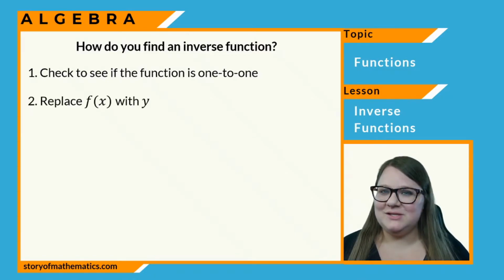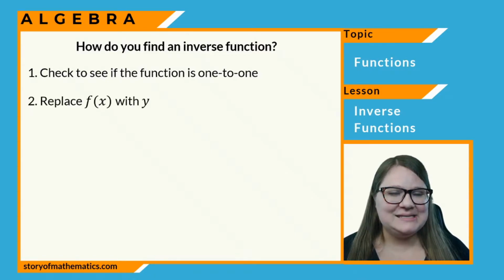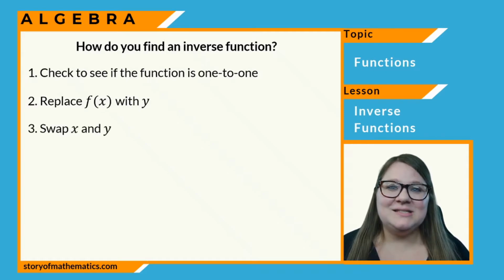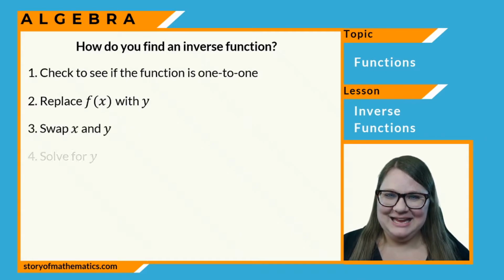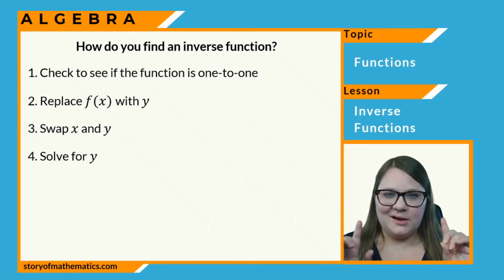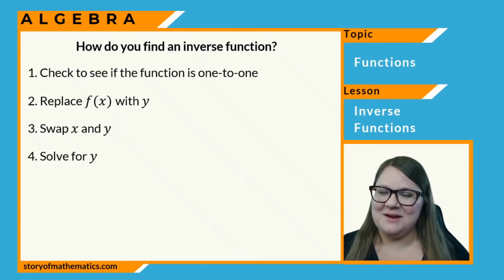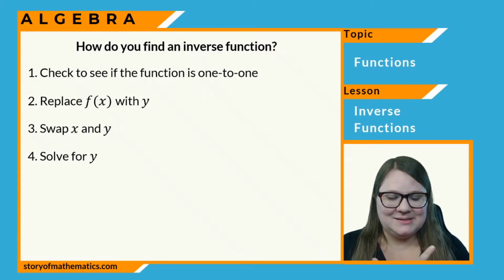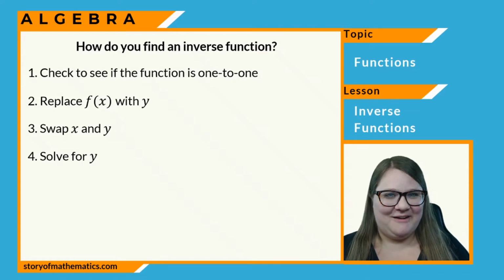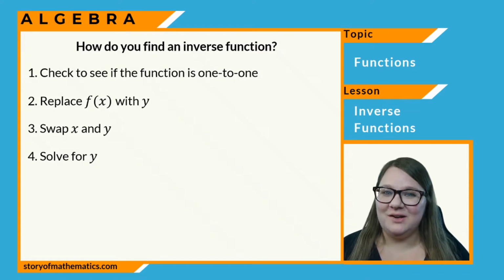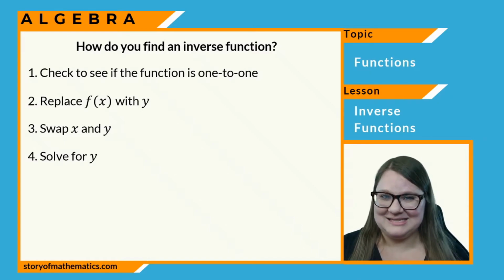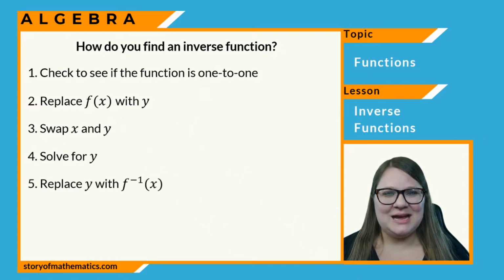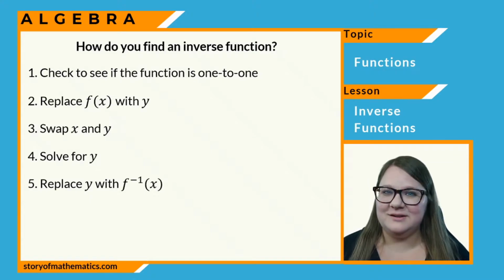Every x has one y and every y has one x. Okay, now once you have determined that, you're going to replace your f of x with y, swap the x and y, then you're going to solve for y. Okay, I'm going to repeat that again. You're going to rewrite it, so instead of f of x, you're going to write y equals. Then you're going to switch the x and the y in their spots. So everywhere there was an x, you now have a y. Everywhere where there was a y, you now have an x. And now you're going to solve for the new y where it is now. And once you do that, you can name it f inverse of x.